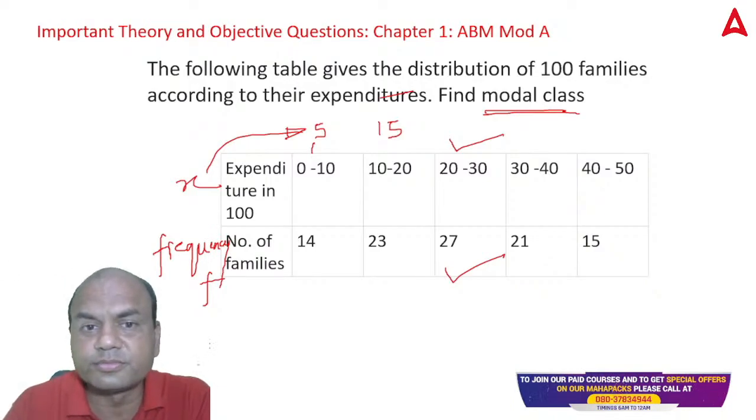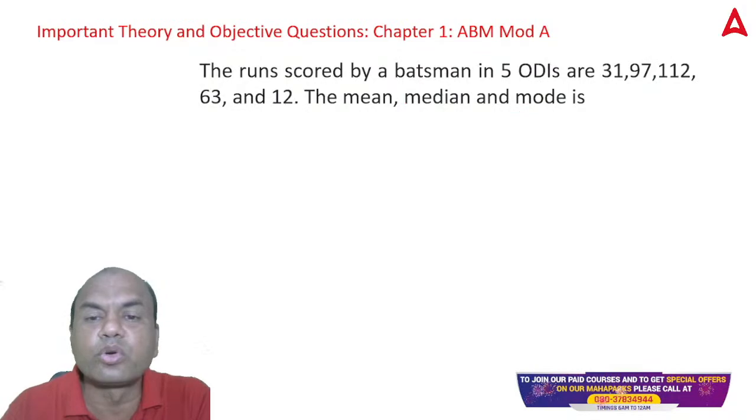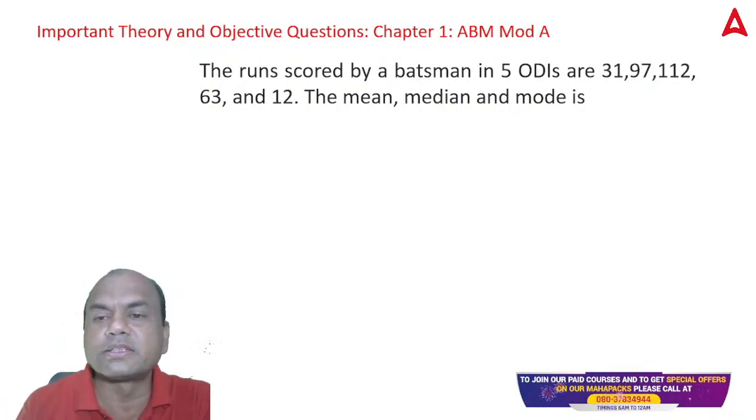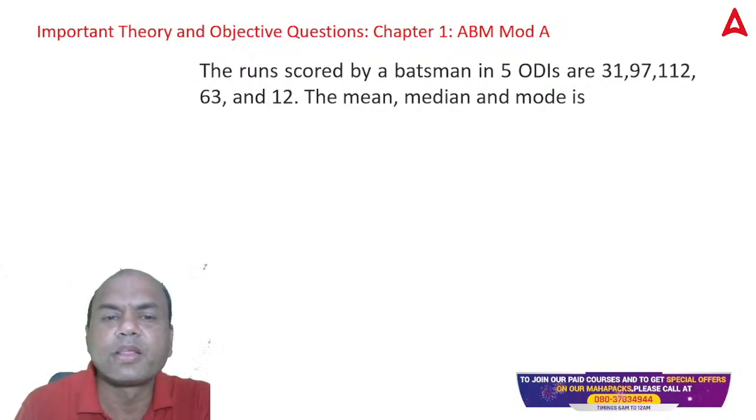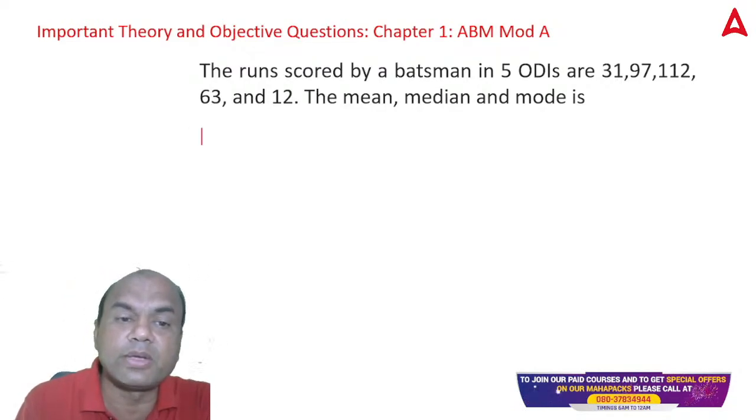Move on. The runs scored by a batsman in 5 ODIs are 31, 97, 112, 63 and 19 and 12. Find the mean, median and mode. So what is this? Mean, median and mode. So first let's find out mean. What is mean?